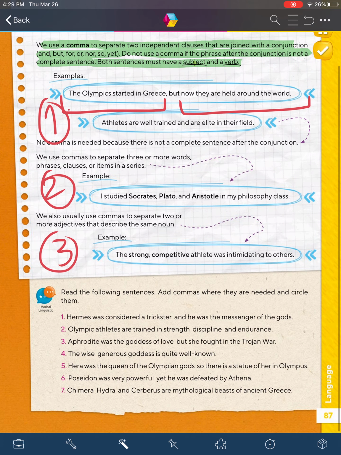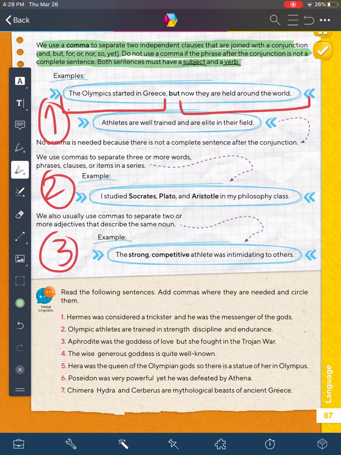If we go to the exercise and we read the instructions, it is asking us to read the following sentences and to add commas where they are needed and circle them. If we go back to the rules, we will know what to do. I'll give you the first one just to make sure. Number 1. Hermes was considered a trickster and he was the messenger of the gods.